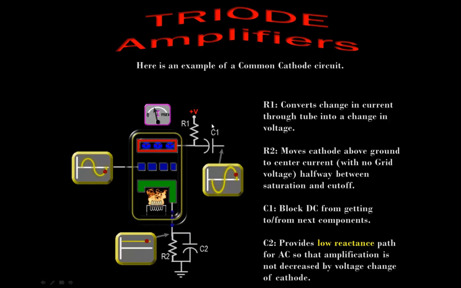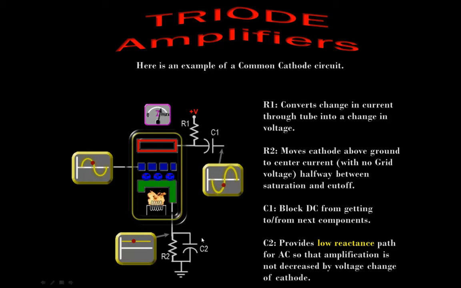Then we have C1 here between the anode and the output. Through the tube we have AC riding on DC. For the next stage of our circuit, we just want AC in most cases. If we were to put AC riding on DC into the control grid of another tube, we'd send it way into saturation right away. So we need to get rid of that DC. We do that with a capacitor.